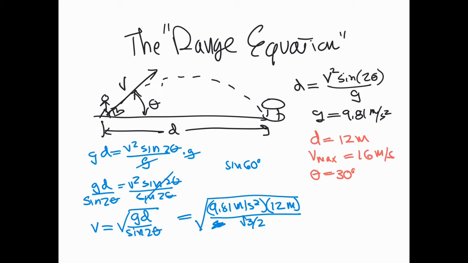Okay, I went to my calculator and typed all this in, and I got a velocity of 11.7 meters per second. Cool. And that's good because I figured out that the maximum speed that I can throw at is 16 meters per second. And if I'm throwing at an angle of 30 degrees, I only need to throw at a speed of 11.7 meters per second. So that's a piece of work that I just did to figure something out using the range equation in a situation where I want to hit a target. And I just need to know how fast to throw the boot.